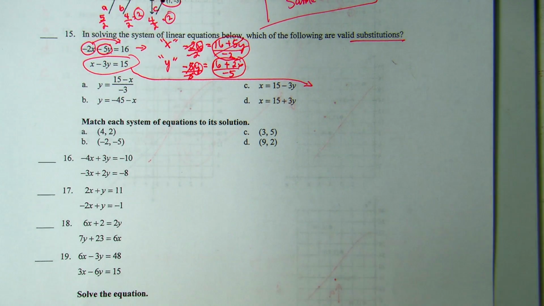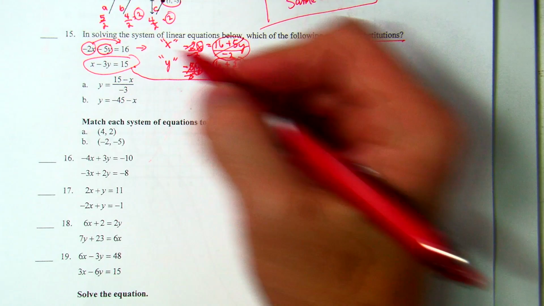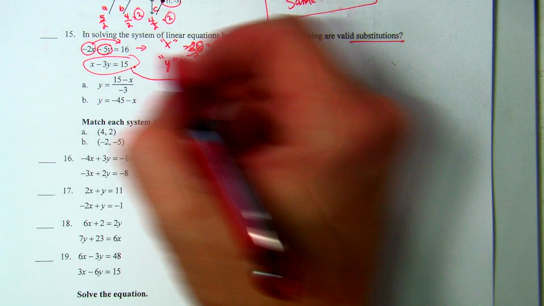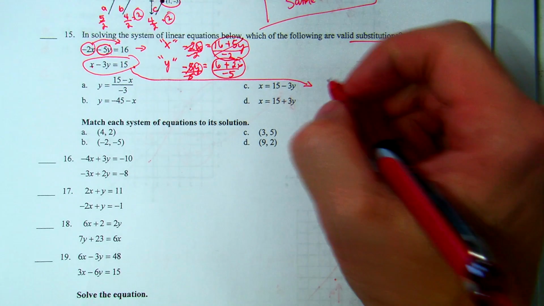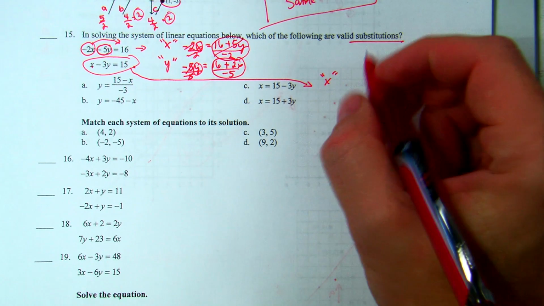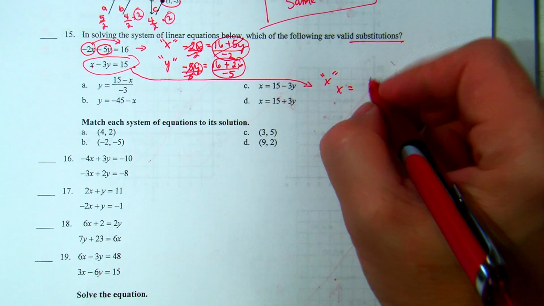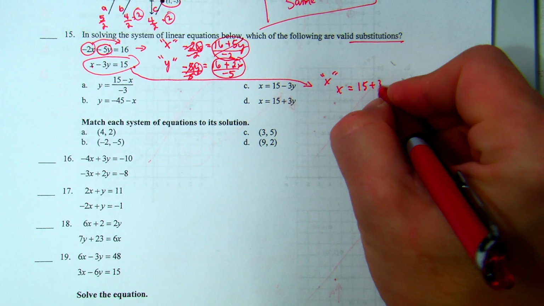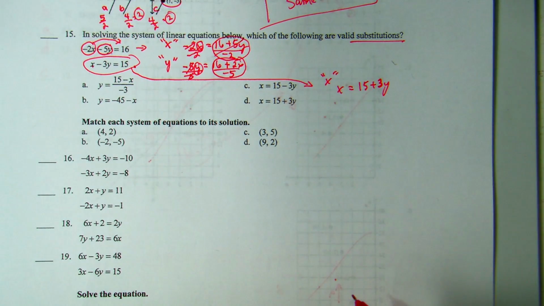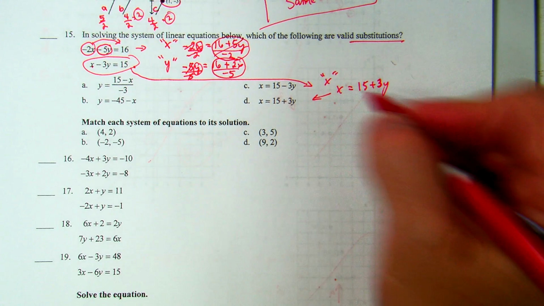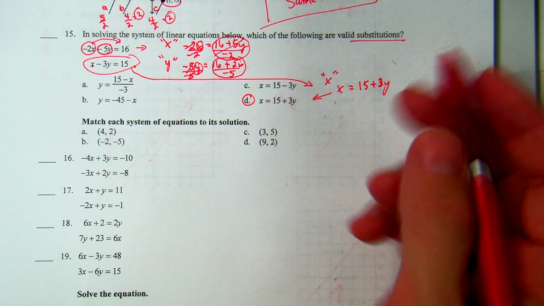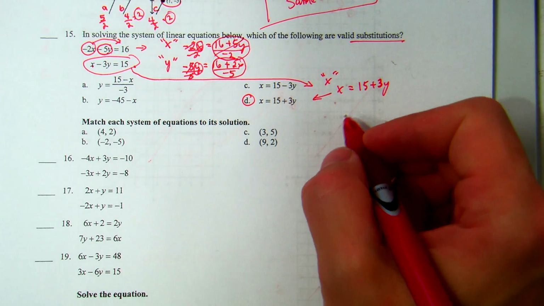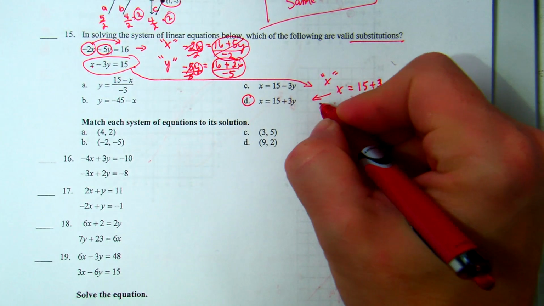Do you? Okay, let's look at the second equation and see if we can find any for that one. If I'm solving for x, I'm going to move the negative 3y to the other side. So solving for x, it's going to be x equals 15 plus 3y. Do I have that one? Sure do, it's right there, D. So D is one of my answer choices for substitution. It's a valid substitution for x. So that one works.